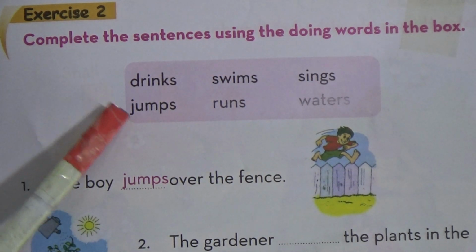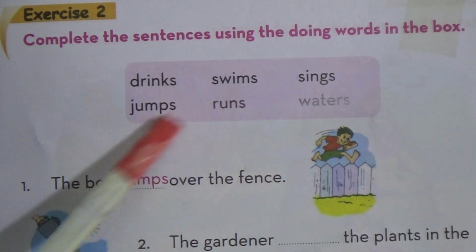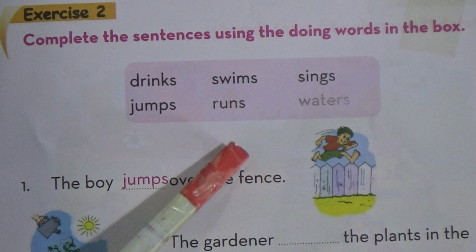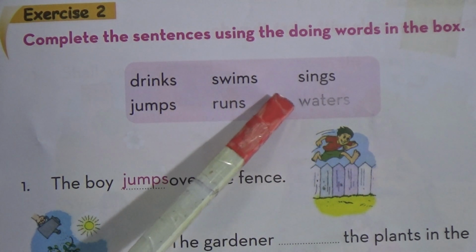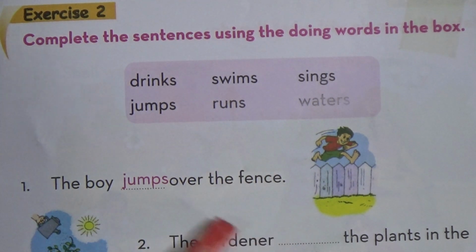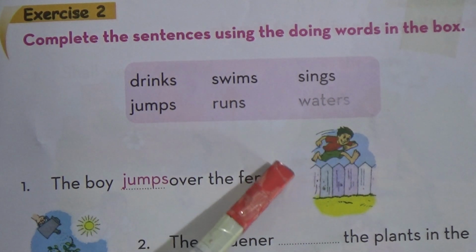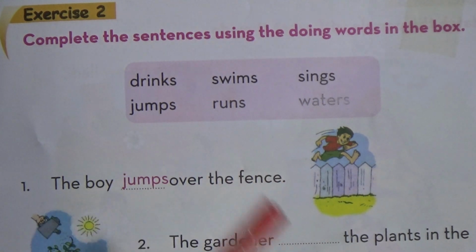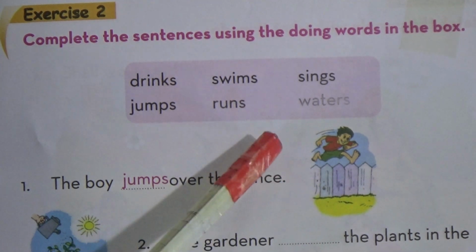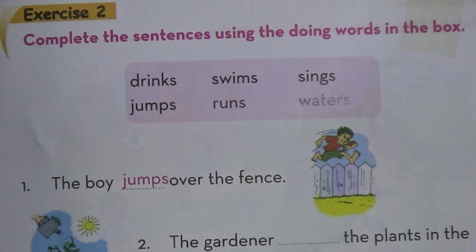Number 1, drinks. You know the meaning of drinks. Then swims. Then sings. Then jumps. Then runs. Then waters. Dear students, you are quite familiar with the term water. But when an extra s is added to the word water, its form changes, because waters means to give water to plants.